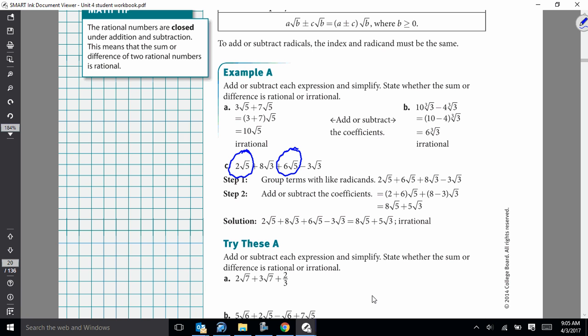And let's group those together. So we have 2 square root of 5 plus 6 square root of 5. So how many square root of 5s do we have first? We have 2, and then we're adding 6 more square root of 5. So how many square root of 5s do we have? 8.